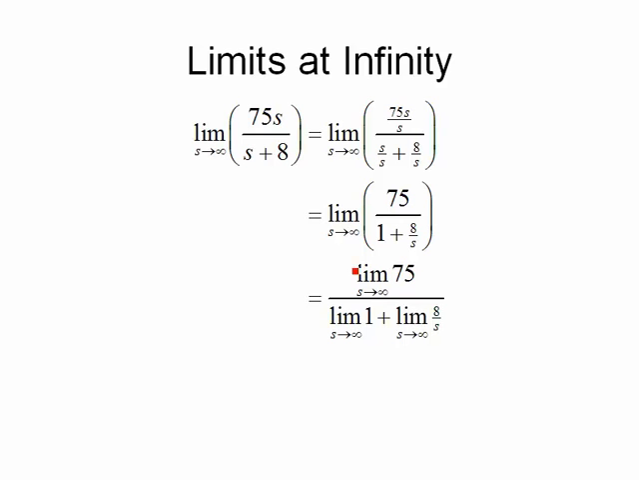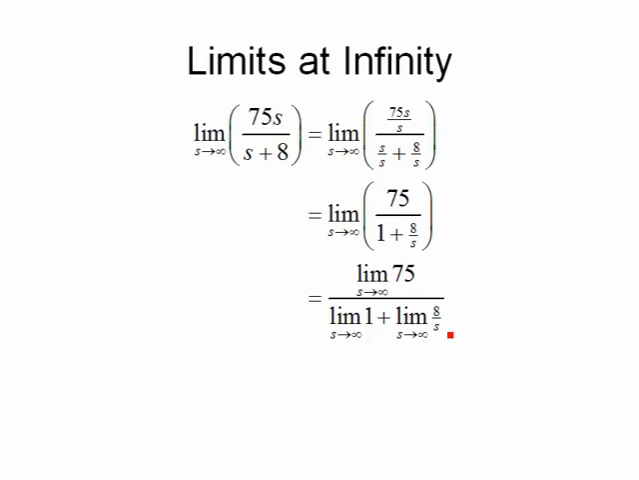So the limit as s approaches infinity of 75, the limit of 1, and the limit of 8 over s as s approaches infinity. Since 75 doesn't have any s's in it, it's just getting closer and closer to 75. It never changes as s gets bigger. So the top limit there is going to be 75. And the same for the limit of 1. It never changes as s gets larger and larger. So the value of that is going to be 1.